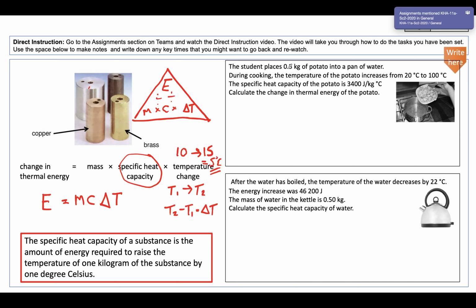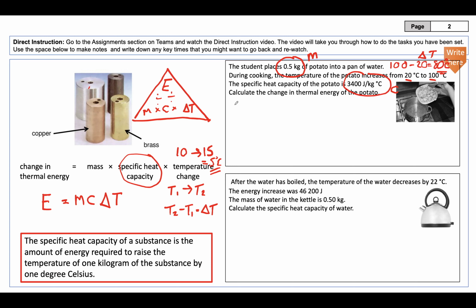Let's have a look at this first example. A student places 0.5 kilograms of potato, well, that's a mass, into a pan of water. During cooking, the temperature of the potato increases from 20 to 100. So let's do the second temperature minus the initial temperature. 100 minus 20 is 80 degrees C. So the temperature change is 80 degrees Celsius. The specific heat capacity of the potato itself is 3,400. That's our C. That was our delta T up here.